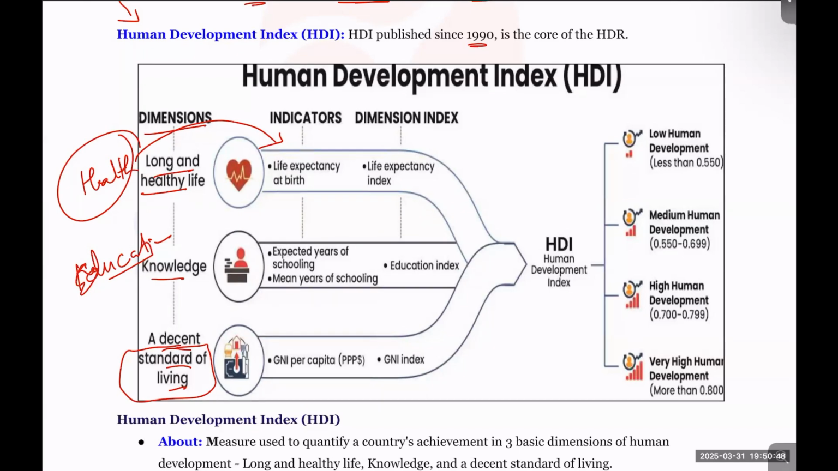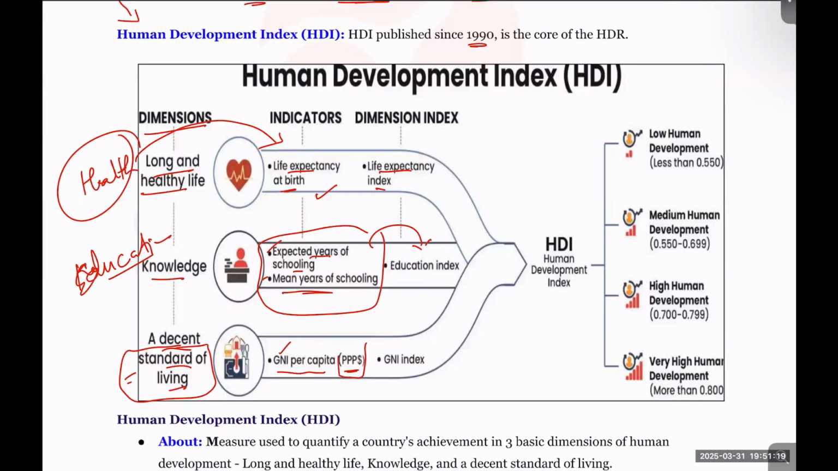So life expectancy at birth gives the life expectancy index. This is related to health. When we talk about education, expected years of schooling and mean years of schooling give the education index. These are the two indicators taken in the education sector. In the standard of living dimension, it is GNI, that is gross national income per capita, on a PPP basis, right?